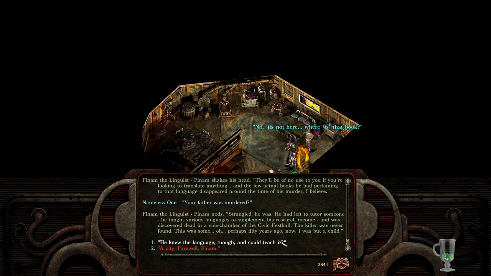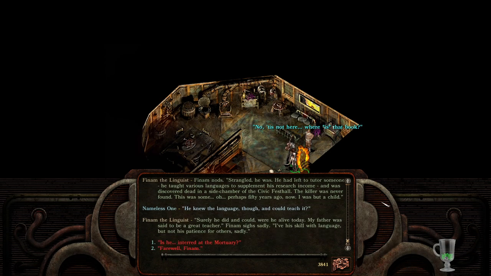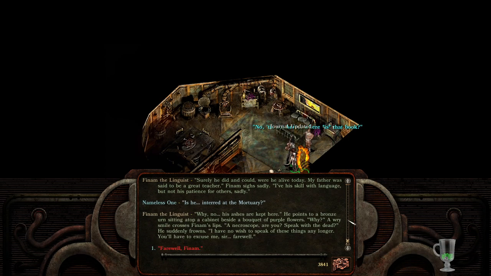Knew the language, though, and could teach it? Surely he did and could, were he alive today. My father was said to be a great teacher. Venom sighs sadly. I've his skill with language, but not his patience for others, sadly. Is he interred at the mortuary? Updated my journal. Why no, his ashes are kept here. He points to a bronze urn sitting atop a cabinet beside a bouquet of purple flowers.